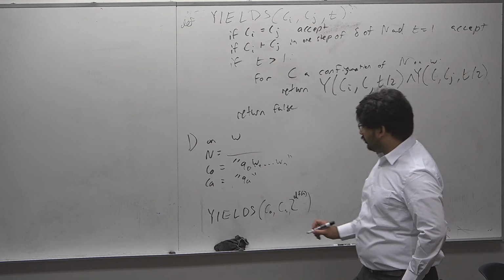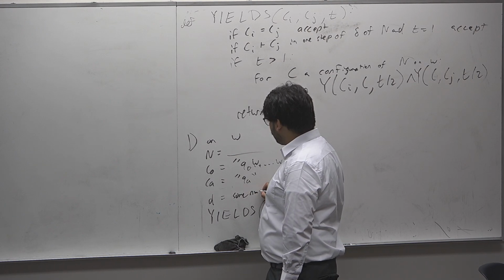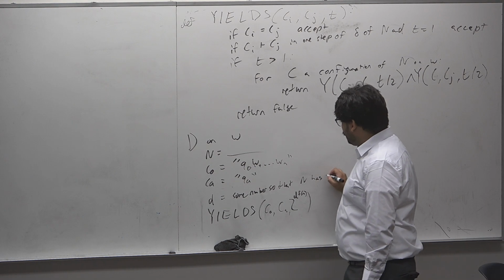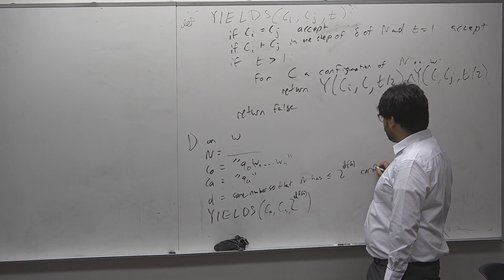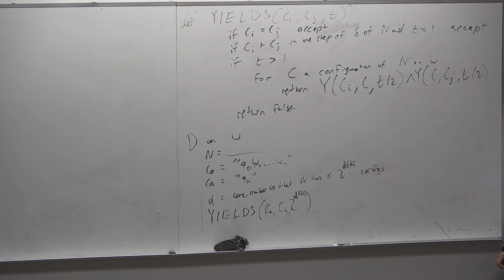So then we say d is equal to some number so that n has less than or equal to 2 to the df of n configs. Okay? So find some constant d such that the non-deterministic machine has less than 2 to the df of n configurations. D here is the multiplicative constant hidden by the big O. How do we find d like that? There's a bad answer and a good answer for this one as well.